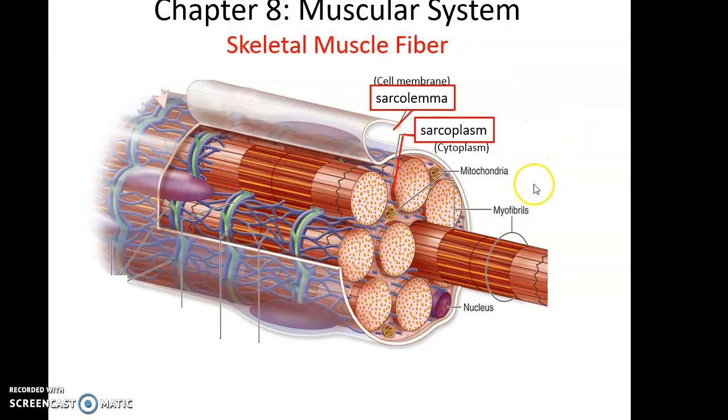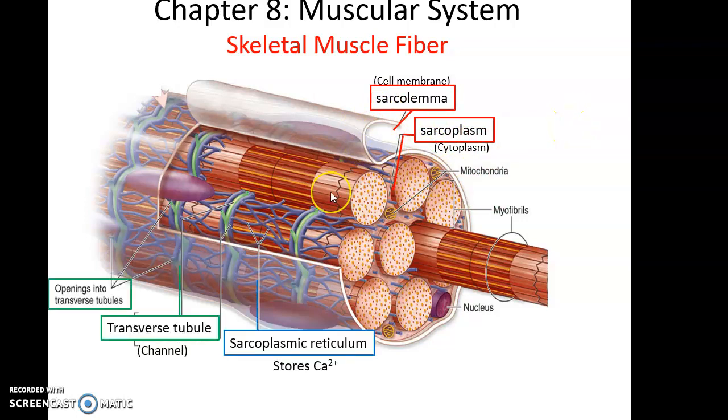All right, here is another close-up view of a skeletal muscle and a skeletal muscle cell. And so the cell, to start with, some vocabulary change. The cell membrane of a muscle cell is known as a sarcolemma. Instead of cell membrane, we say sarcolemma. And then the cytoplasm in a muscle cell is now called sarcoplasm. So sarcoplasm is the cytoplasm within the muscle cell. Sarcolemma is the new name for the muscle's cell membrane.